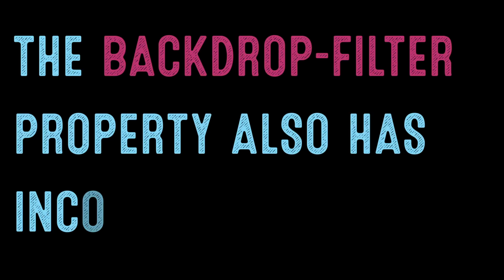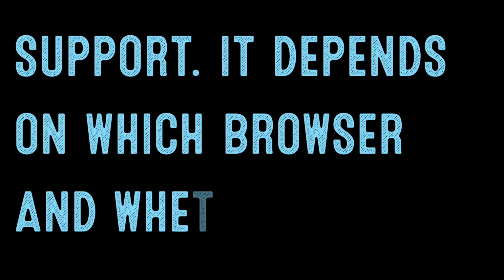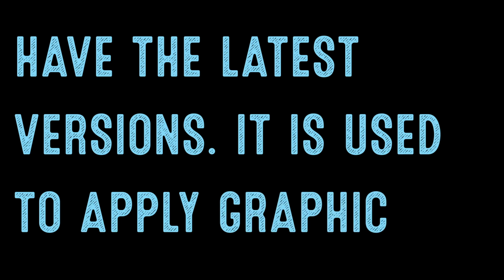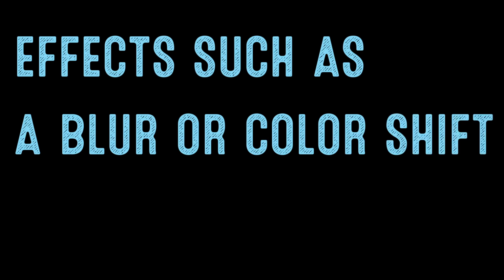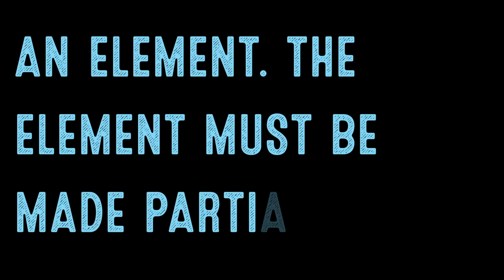The Daily Code Snippet. The backdrop filter property also has inconsistent browser support. It depends on which browser and whether you have the latest versions. It is used to apply graphic effects such as blur or color shift to an area behind an element. The element must be made partially transparent.